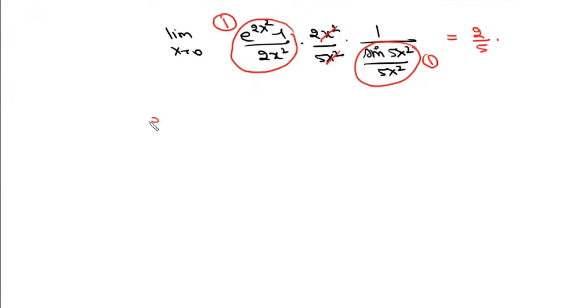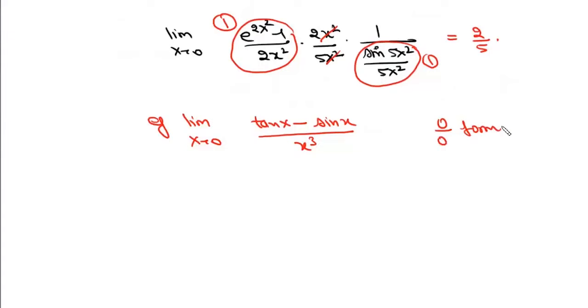Now we take another example. Say this limit, x tends to 0, tan x minus sin x upon x cube. Now tan 0 is 0, sin 0 is 0, so this is 0, and x cube is 0, so this is 0 upon 0 form. As of now, I do not see any standard limit. Tan x upon x cube will be infinity, minus sin x upon x cube will be infinity.